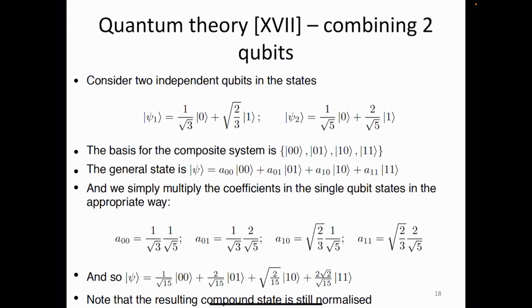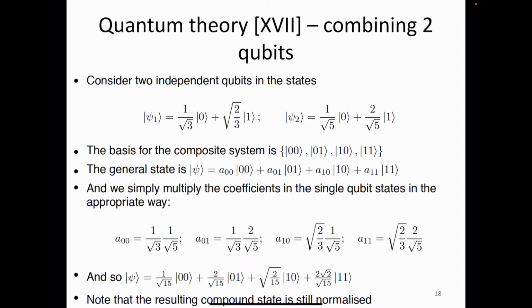So let's look at some other examples here. If we have two independent qubits in the states, the one that we already saw before with 1 over the square root of 3 as the probability amplitude associated with the state 0, and the square root of 2/3 associated with the state 1. And we have a second state, psi sub 2 here, with 1 over the square root of 5 for the state 0, and 2 over the square root of 5 for the state 1.